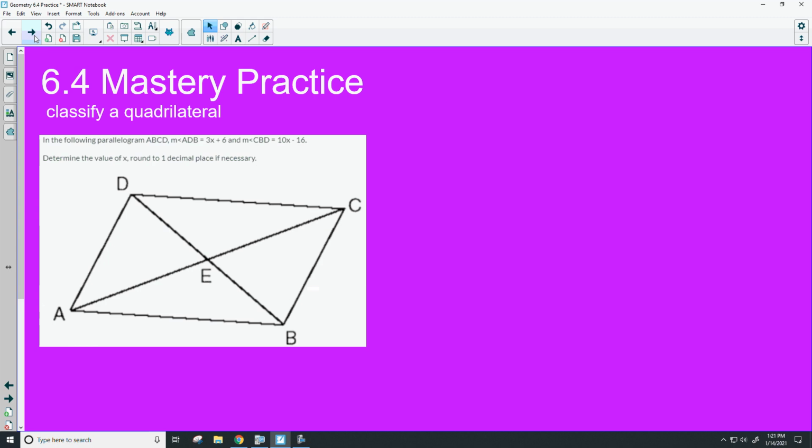Next one has another parallelogram, ABCD. Is this like the first one again? Oh, nope, this one's going to be different. So this says the measure of angle ADB, and then the measure of angle CBD.